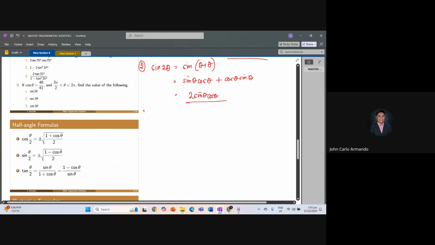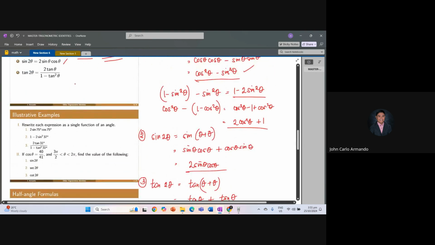Okay? Hopefully you're following so far. How about tangent 2 theta? That is equal to tangent theta plus theta. And that is equal to, using the tan formula again, tan theta plus tan theta over 1 minus tan theta times tangent theta. And what is tangent theta plus tangent theta? Similar, so we can combine. That's 2 tangent theta. What is tangent theta times tangent theta? That is tangent squared theta. As you can see, we arrive with the third one. This one.